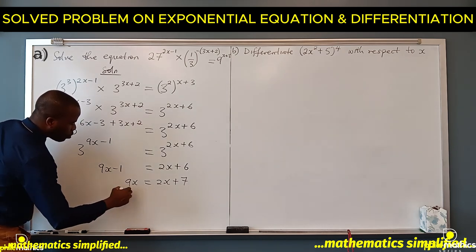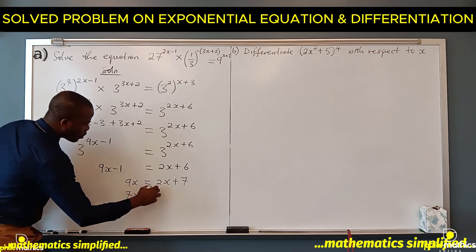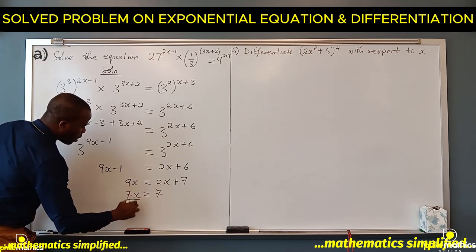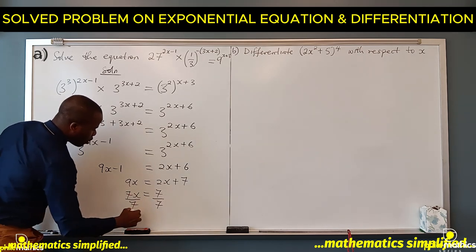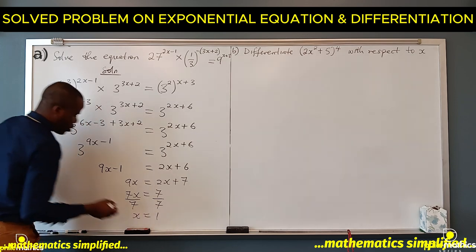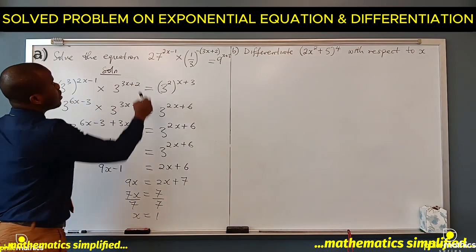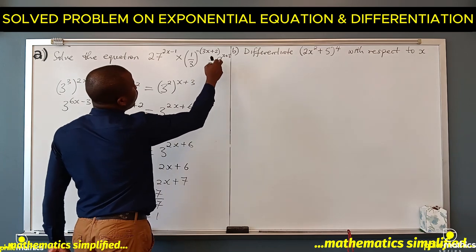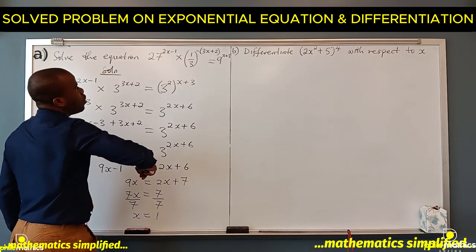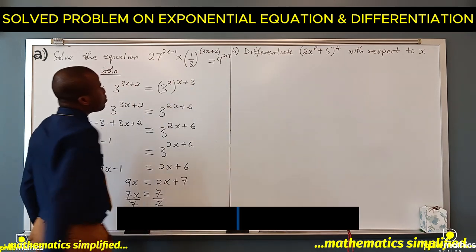9x minus 2x will be 7x equals 7. If I divide both sides by 7, x will be 1. To check if your answer is correct, if you substitute 1 for x in this, you should have the same thing at the right hand side, which is 9 to the power 4.